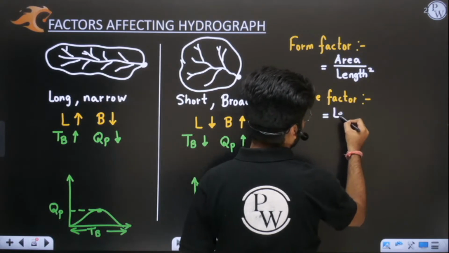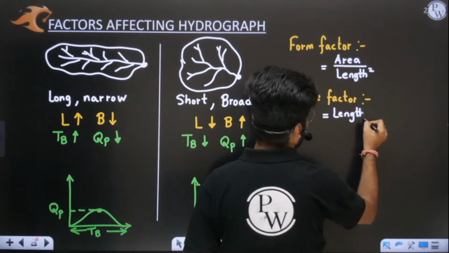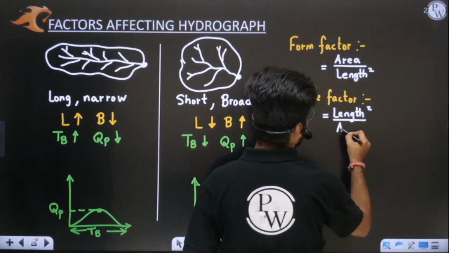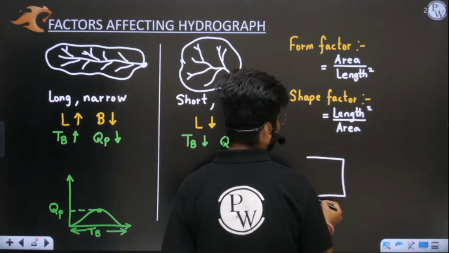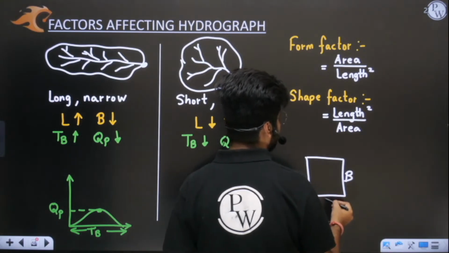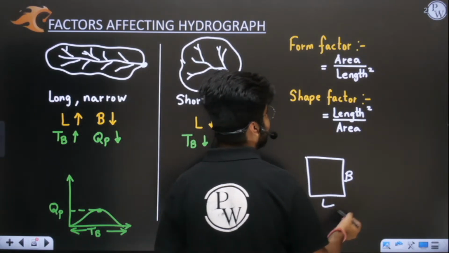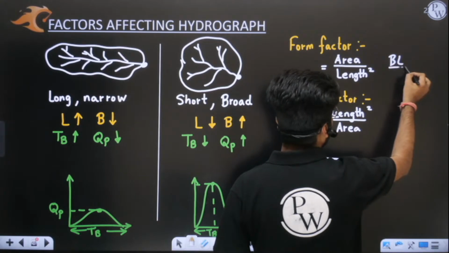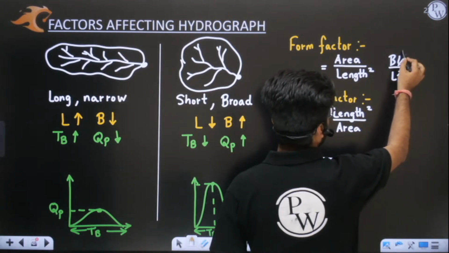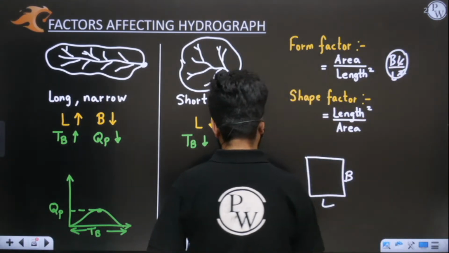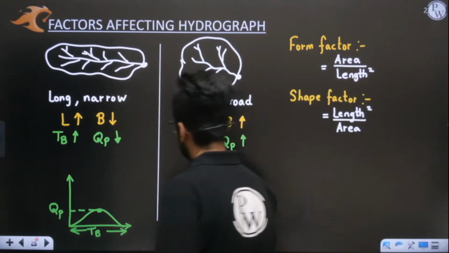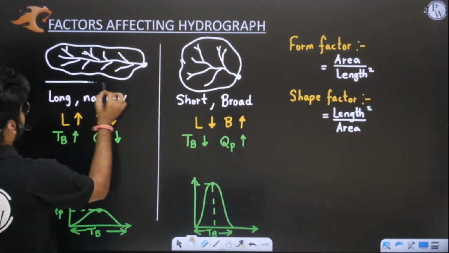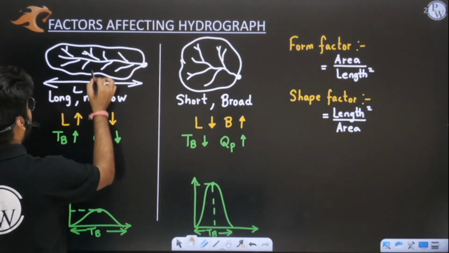Length square upon area. Okay, sir. Let us imagine we have a rectangular catchment. This is B, this is L. So if you want to find the area, it is B into L, and this is L square. So it will be B by L. Assume your catchment is rectangular with length L and width B.